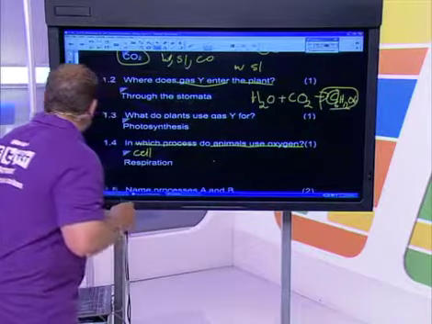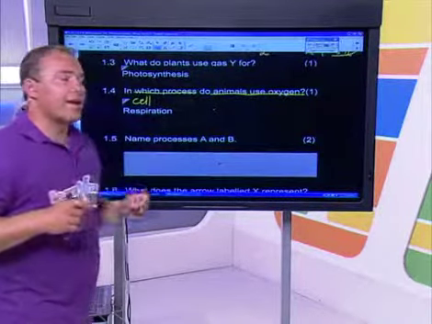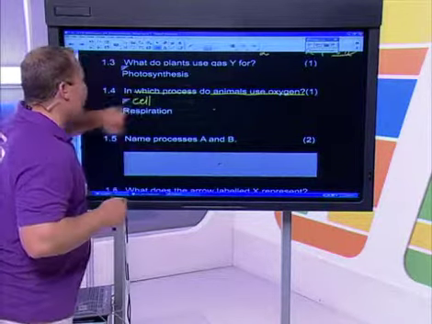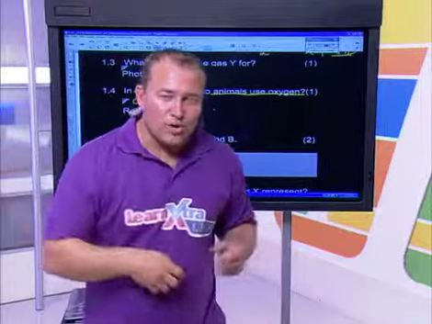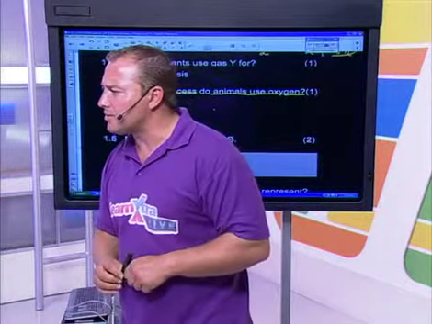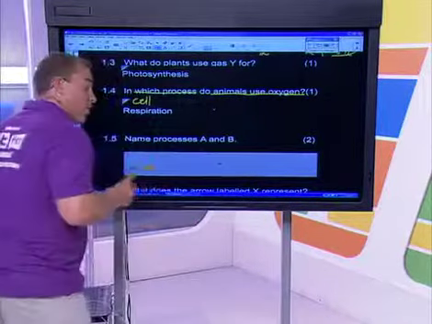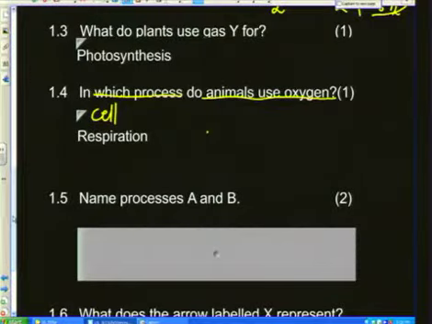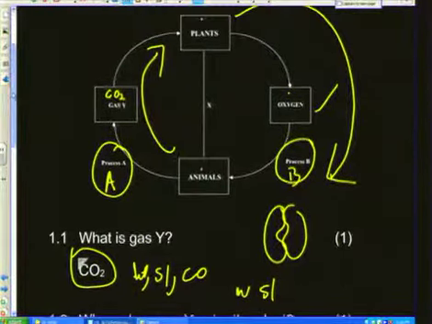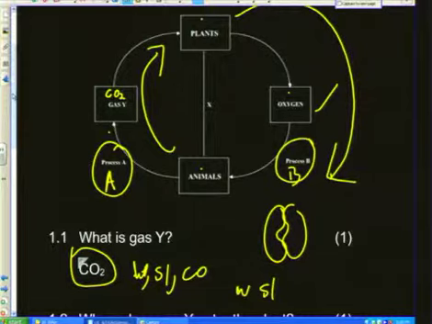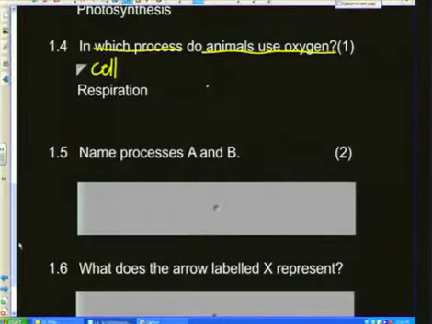Now, let me see if the next question is what I was looking for. Name process A or B. So let's get this again. In which process do animals use oxygen? We use it in cellular respiration. Can you remember that? Cellular respiration. Which process, A or B? Name the processes A and B. I've just told you exactly what it was in the last slide.